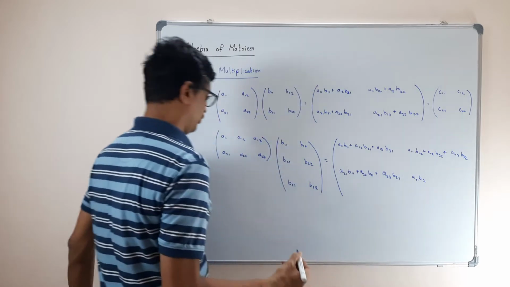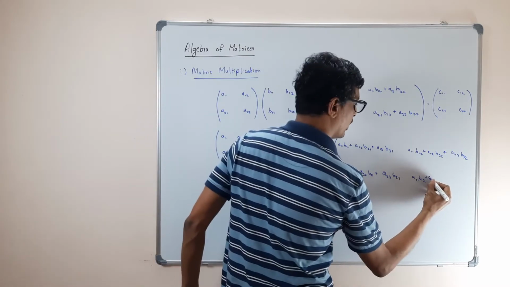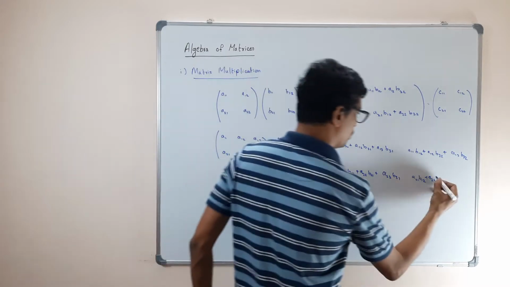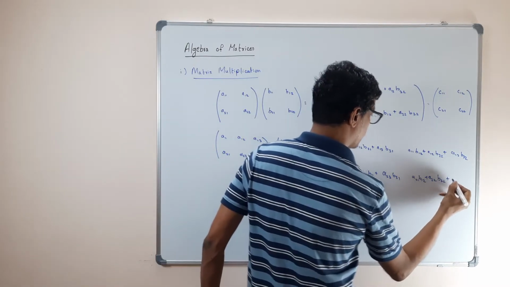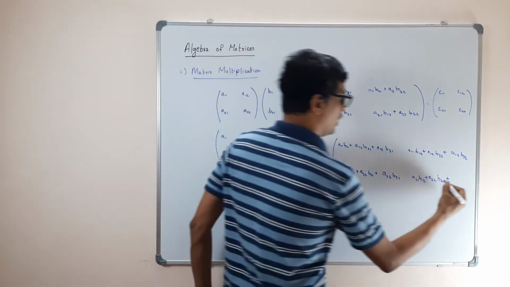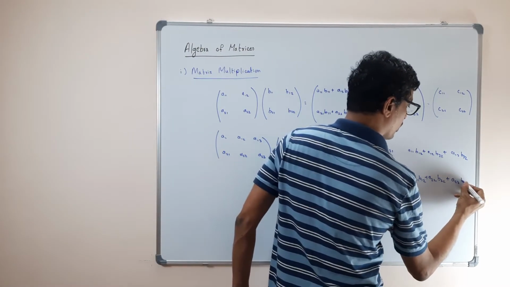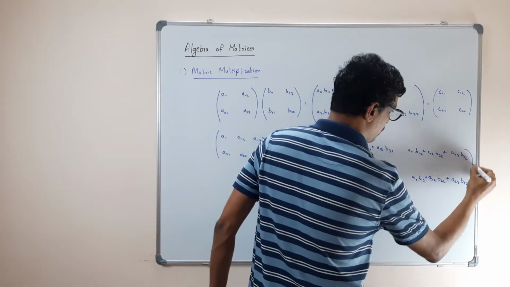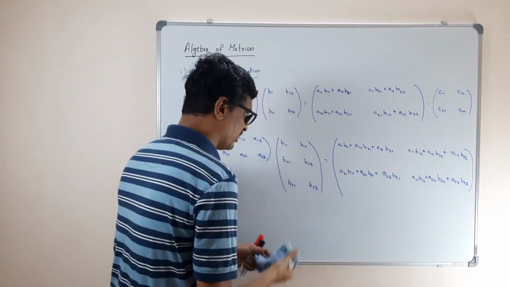B12 A22, plus A22, B3, B22. Plus A23, B32. Yeah, A23, B32. B32. Correct? Yeah. Now can you see an interesting thing?